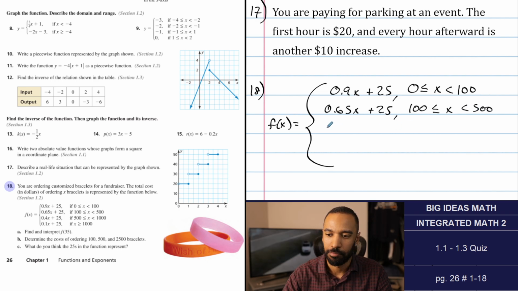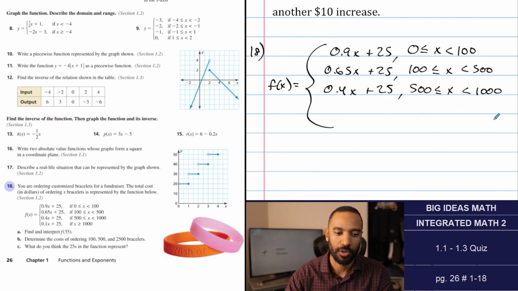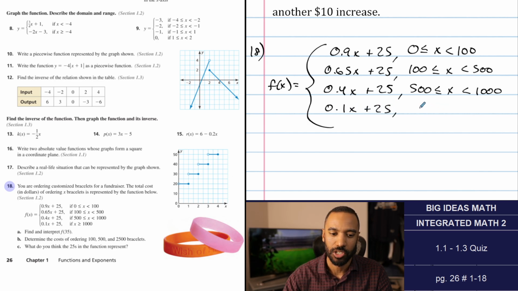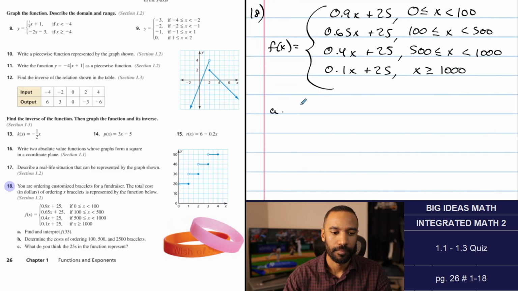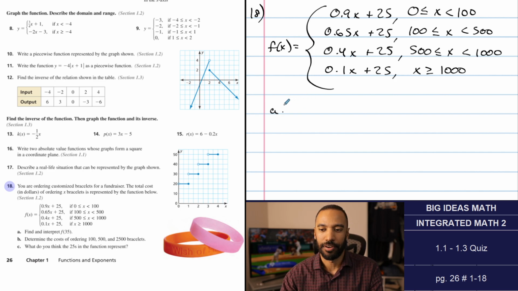We have 0.4x plus 25 when x is between 500 and 1,000. And then we have 0.1x plus 25 when x is greater than or equal to 1,000. Okay, part A. Find and interpret f of 35.